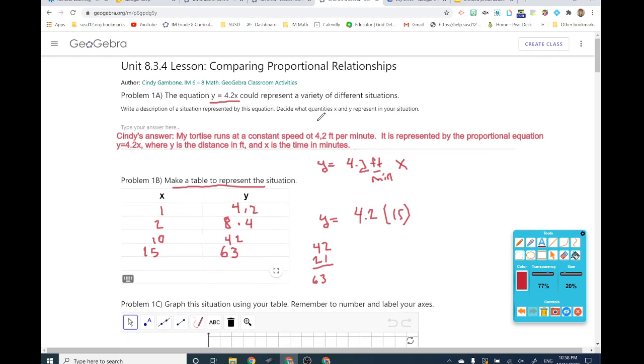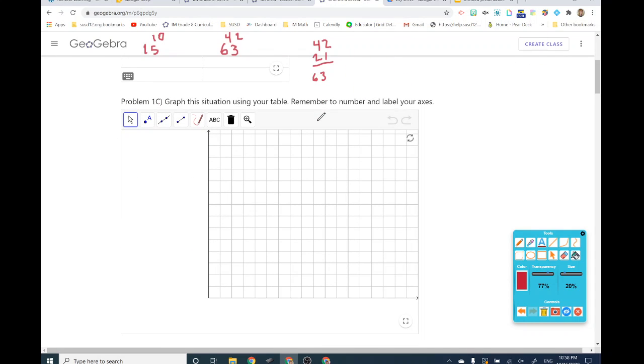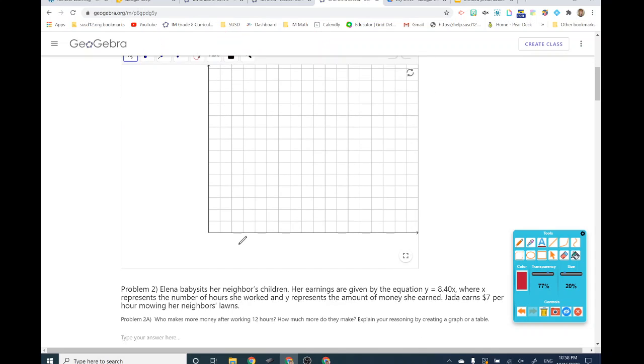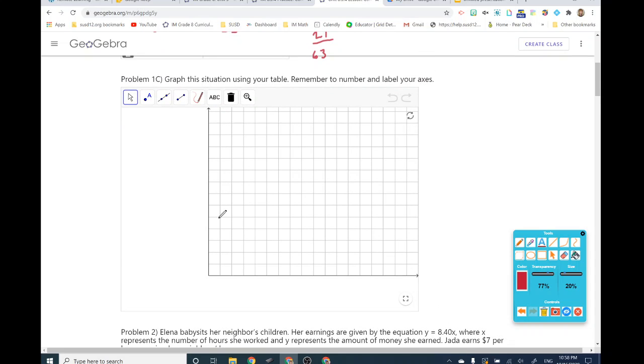Okay, now they want us to graph it, and in your notes, you sketched the graph. But here in your GeoGebra page, you need to do a much better job. You're going to use the text tool, and you're going to put a lot of information. First, I want to see a title on your graph. We haven't done that before, have we?